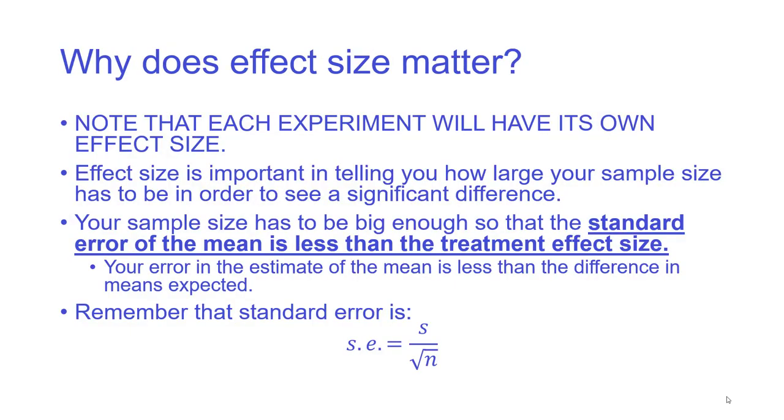Now, why does effect size matter? Well, it matters because it tells you how large your sample needs to be before you can see that there's a difference between the two means. Every time you do an experiment, it's going to have its own effect size because the sample means are different and the standard deviations are different. So what you're looking for is that the sample is large enough so that the standard error of the mean of that sample is less than the difference between the two means. It's less than the treatment effect size.